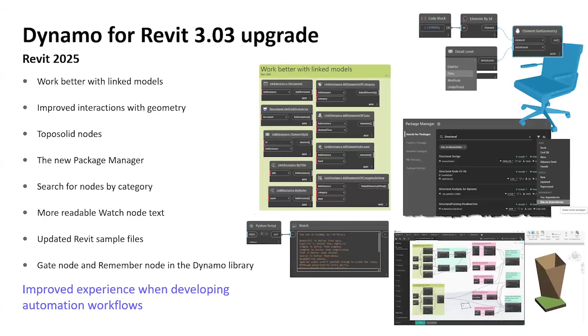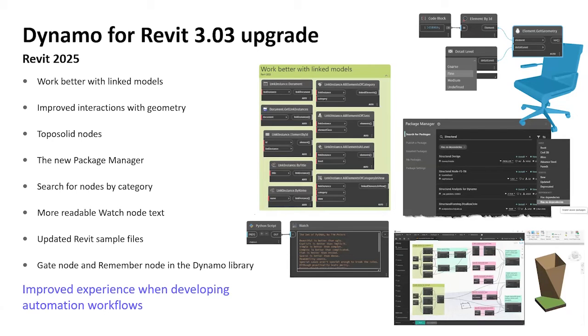There's all kinds of new updates for Dynamo. So working better with linked models, improved interaction with geometry, things like locating Revit geometry based on detail level, element get geometry. There's also topo solid nodes and a better package manager. The package manager, where we could search and find and filter to view packages with or without dependencies. So some pretty good features. And for those using Dynamo, they'll love to see these enhancements.